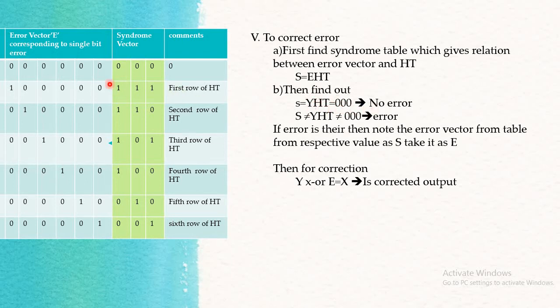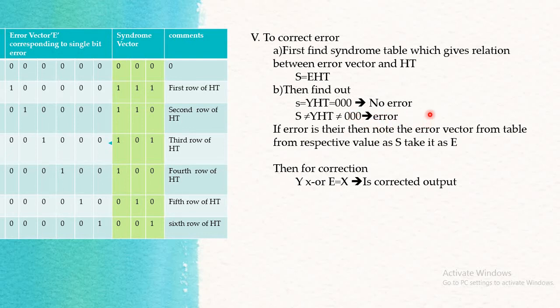So all 0 means this condition. This condition means we are not having any error vector. Whatever value we have received is without an error. Second condition, if Y, the received code word, multiplied by H transpose gives a particular value, and that value is not equal to 0. So in that condition, this is said to be an error condition.